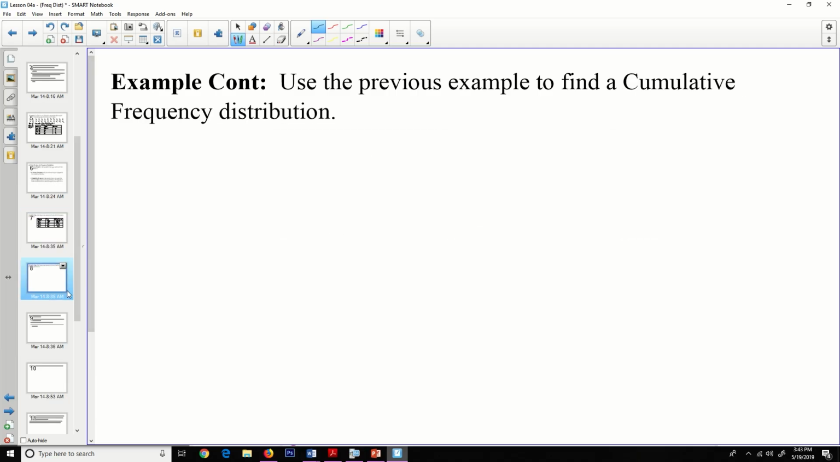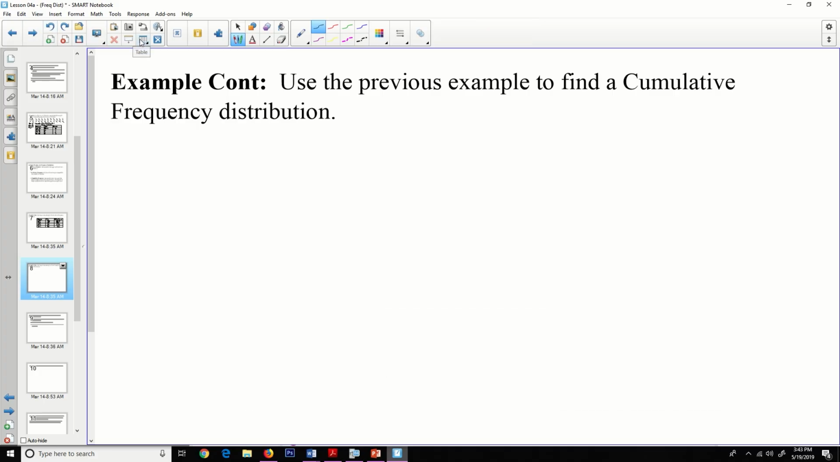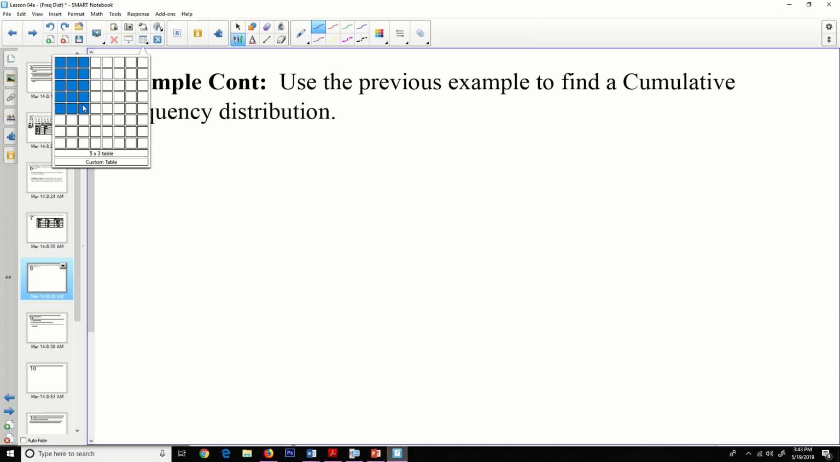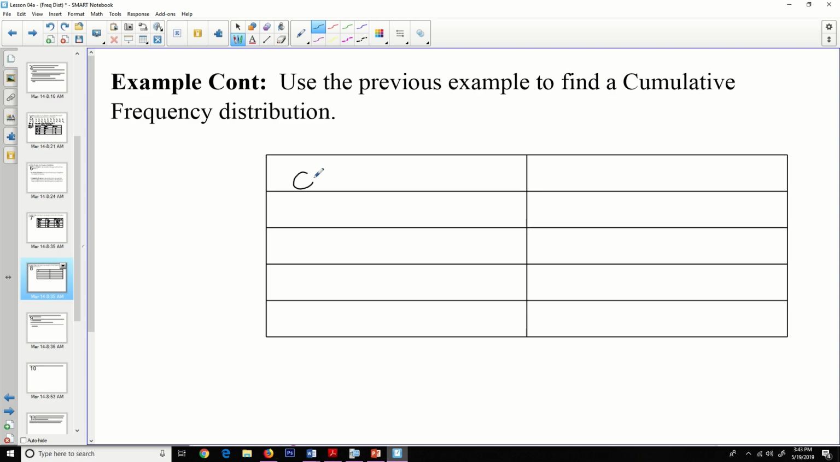All right, next one, it says use the previous example to find a cumulative frequency distribution. So again, do this on a 5 by 2 table. There we go. So for this one, we're going to have our class limits. And it'll be the same again, so 64 to 72. Let's do a better job with a 4. And then 73 to 81, 82 to 90, 91 to 99, and then the cumulative frequency.